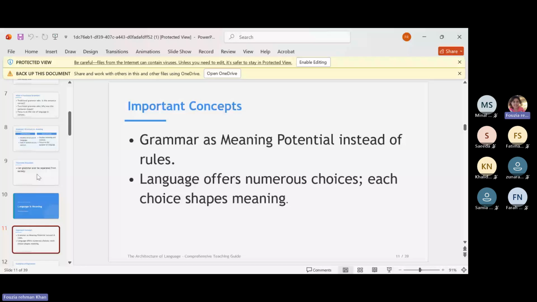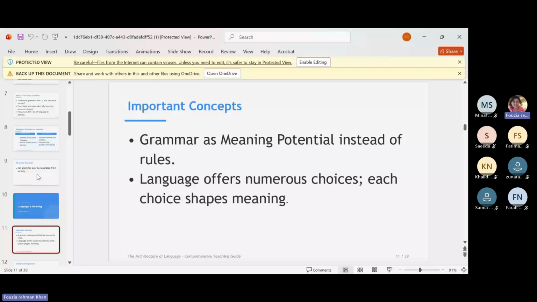Language offers numerous choices, and these choices shape meaning, right? When we talk about choices, we have grammatical choices, lexical choices, and syntactical choices. So we have choices at different levels of language. I hope you know about the levels of language.